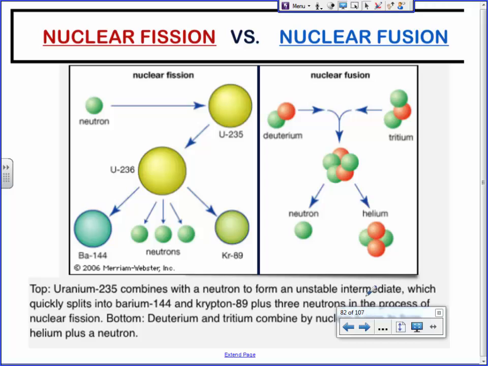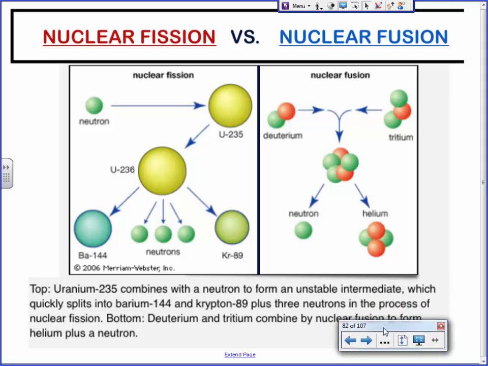So, here's a slide I found on the internet that kind of shows the difference between the two. Nuclear fission takes a neutron, adds it to U-235 to make it 236, splits into pieces, and gives off more neutrons. Okay. Fission is splitting. Fusion involves taking two particles and fusing them to give one thing, and then it just so happens that when it does that, it splits back into smaller pieces again, but it did fuse.